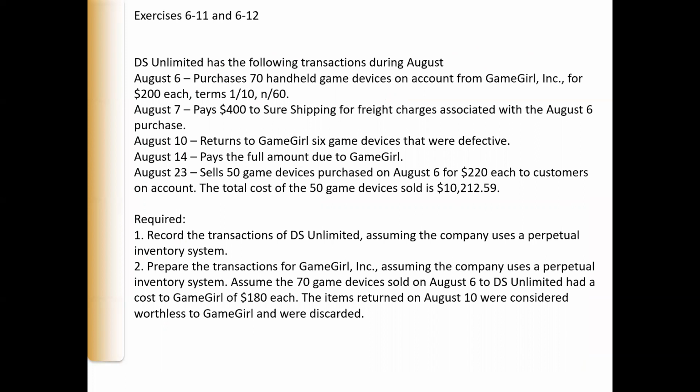You see, DS Unlimited has the following transactions during August. On August 6th, it purchased 70 handheld game devices on account. On account means accounts payable, for $200 each. Then on August 7th, it pays $400 to Sure Shipping for freight charges. Then on August 10th, it returns 6 game devices that were defective. August 14th, it pays the full amount. And then on August 23rd, it sells some.